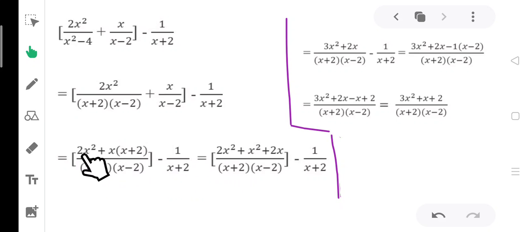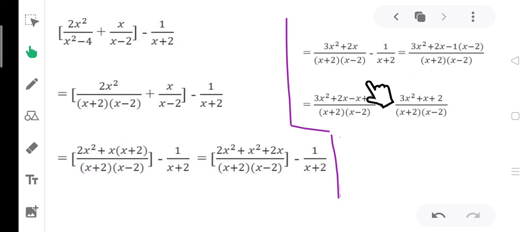So, we have 2x squared, copy. Then, plus x times x, that is x squared. x times 2, that is 2x. Then, copy the denominator. Then, copy minus 1 over x plus 2. Now, combining 2x squared plus x squared, that is 3x squared. Copy positive 2x, and then copy the denominator. Then copy minus 1 over x plus 2.